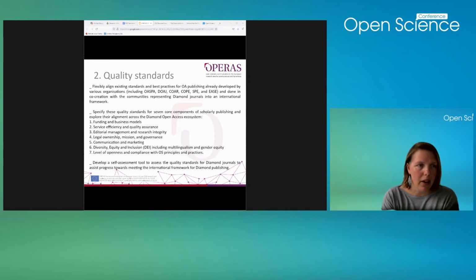First, aligning the existing standards and best practices for open access publishing that are already developed in different organizations. Then specify these quality standards for 7 core components of scholarly publishing that you can see here, the 7 points on the slide, and develop a self-assessment tool to assess the quality standard for Diamond journals to assist progress towards meeting the international framework for Diamond publishing.